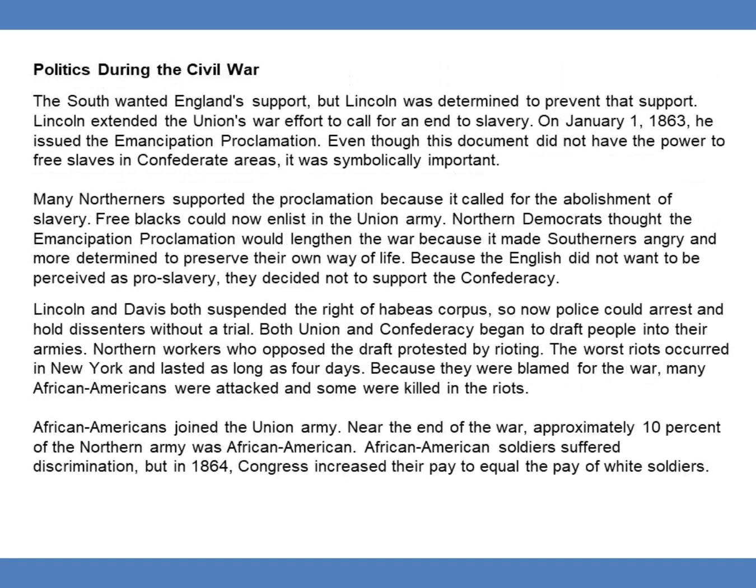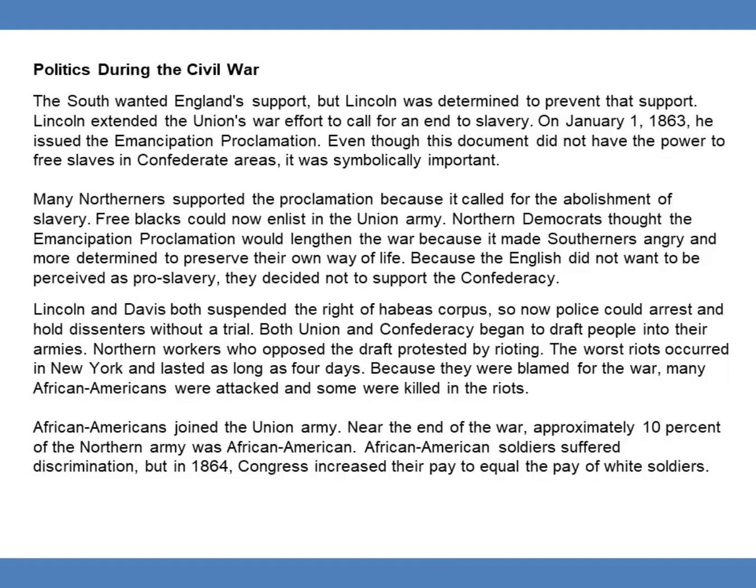Politics during the Civil War. The South wanted England's support, but Lincoln was determined to prevent that support. Lincoln extended the Union's war effort to call for an end to slavery. On January 1, 1863, he issued the Emancipation Proclamation. Even though this document did not have the power to free slaves in Confederate areas, it was symbolically important. Many Northerners supported the proclamation because it called for the abolishment of slavery. Free blacks could now enlist in the Union Army.